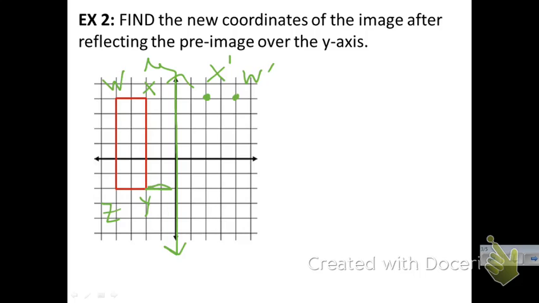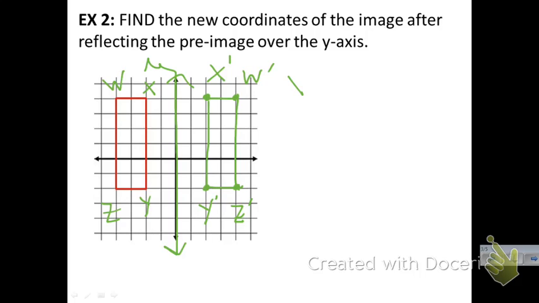Here again you can see that Y is 2 values away from the line, so I'm going to go 2 away from the line on the other side to get Y prime. And Z has a distance of 4, so we're going to go 4 on the other side to get Z prime, and here's our new rectangle. And then all we have to do is list those values.